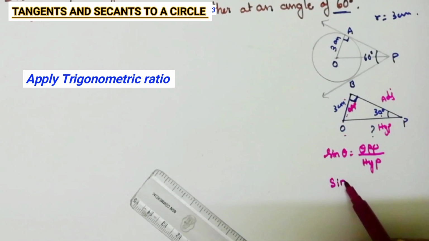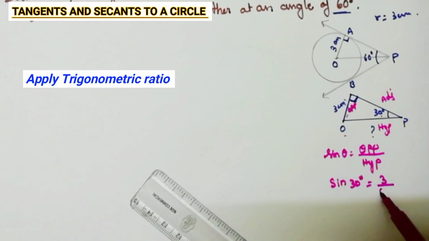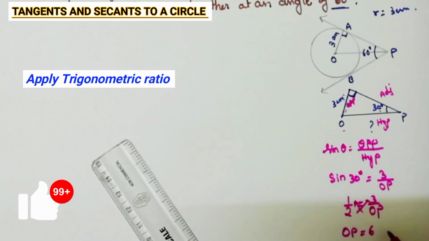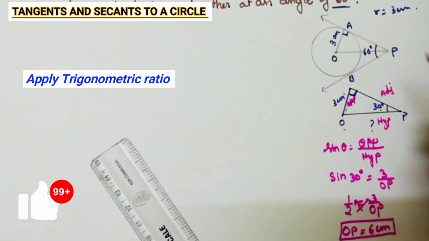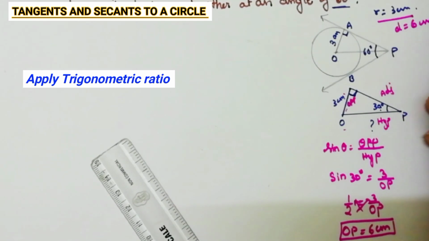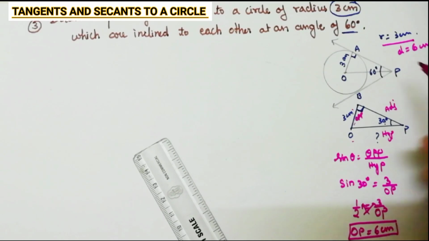So sine 30 degrees is equal to opposite is 3 and OP we don't know, so we write it as OP. Sine 30 is 1 by 2, that is equal to 3 by OP. Cross multiply, we will get OP is equal to 6 centimeters. It means that radius is 3 centimeters and distance from center is 6 centimeters. We can draw the circle with radius 3 centimeters and distance from center is 6 centimeters.